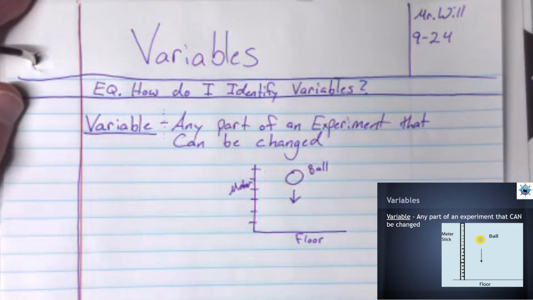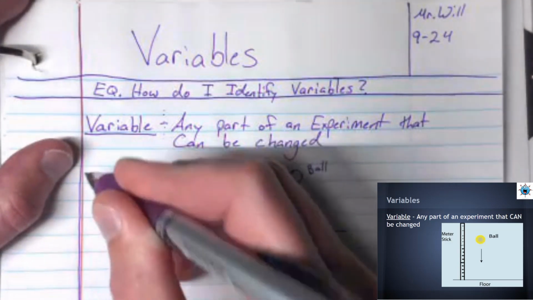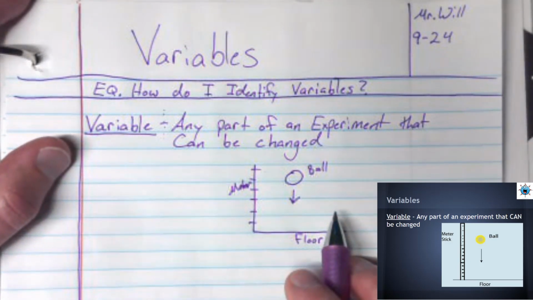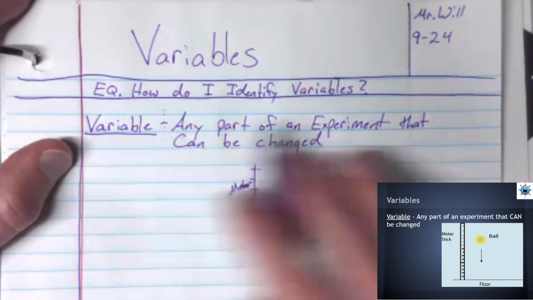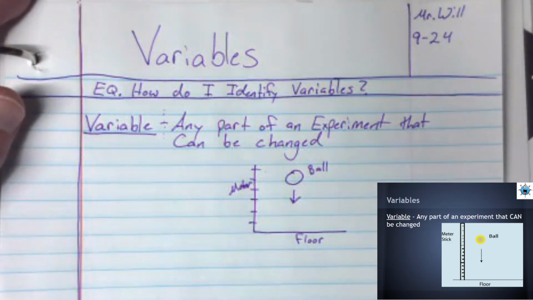You know what, I'm just going to leave that. I think this will be a good enough example. So that's a variable. Any part of the experiment that you can change. We probably could have listed a bunch more even.